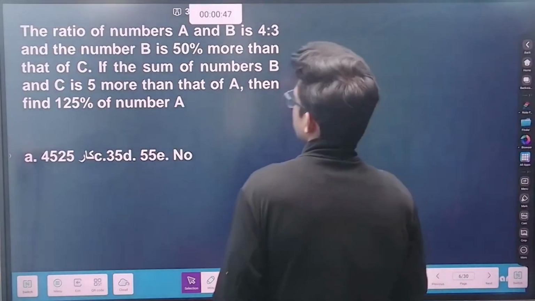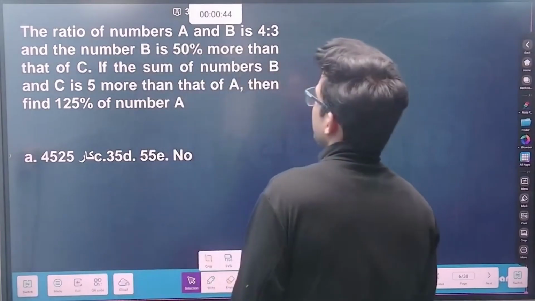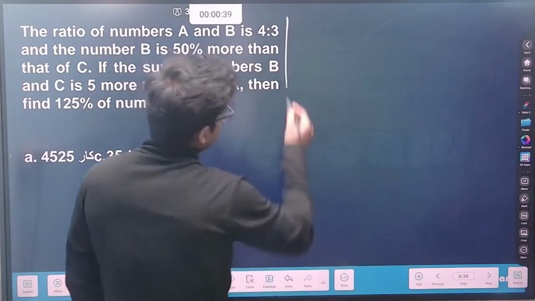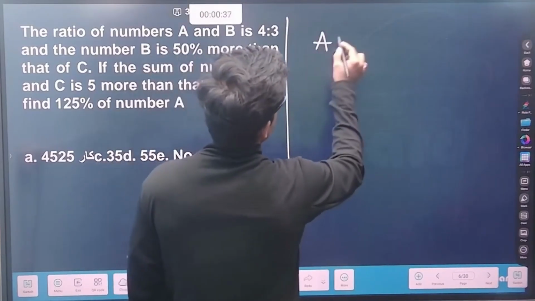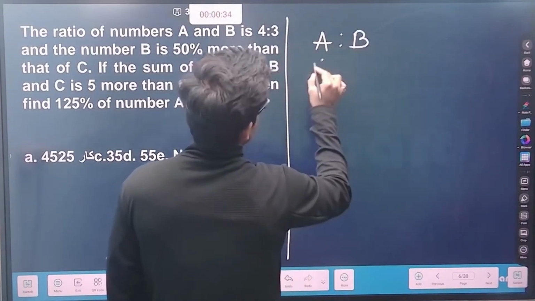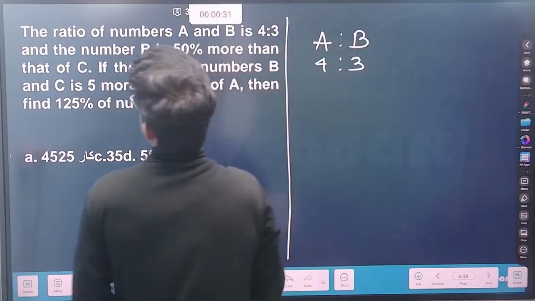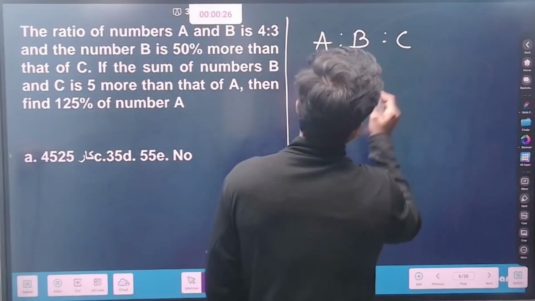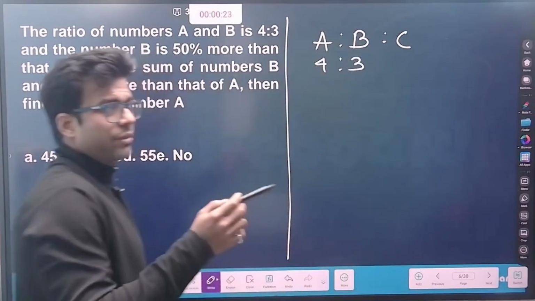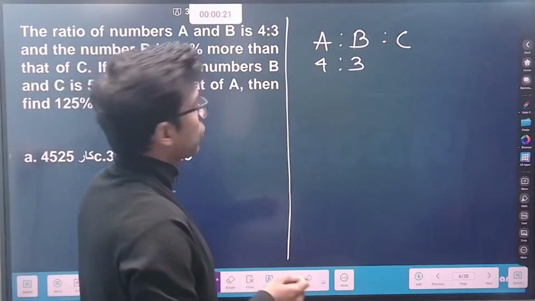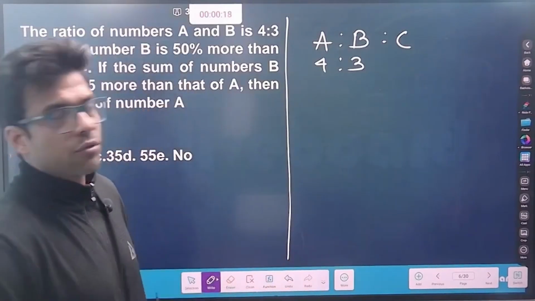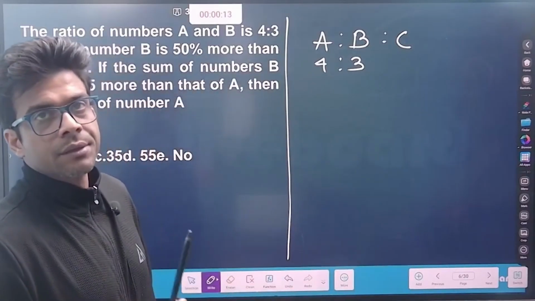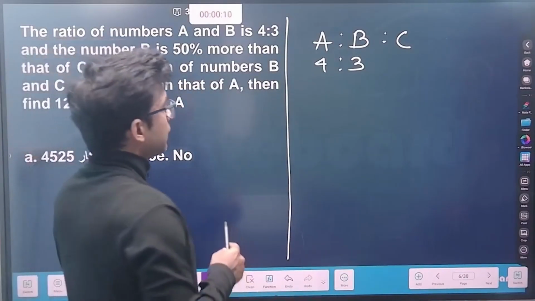Now let us read the question first. The ratio of numbers A and B is 4:3. Let me make a line here. The ratio of A is to B is 4:3. Then B is 50% more, so the ratio of B to C, with B being 50% more, becomes 3:2.